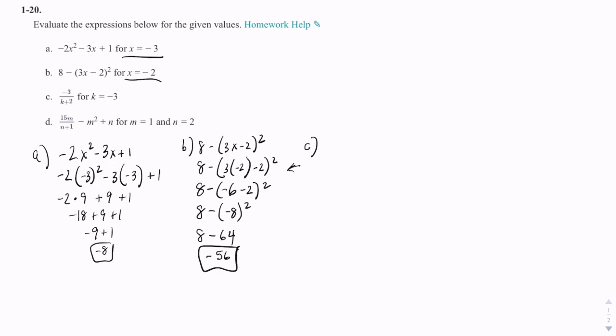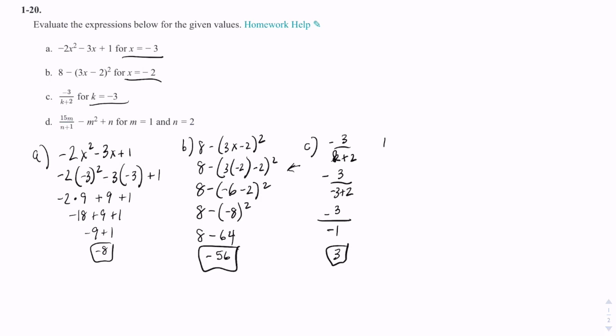Okay, for C, I have negative 3 over k plus 2. And when k is negative 3, so I have negative 3 over negative 3 plus 2. Negative 3 plus 2 is negative 1. Negative over negative is positive, so that's just a positive 3.